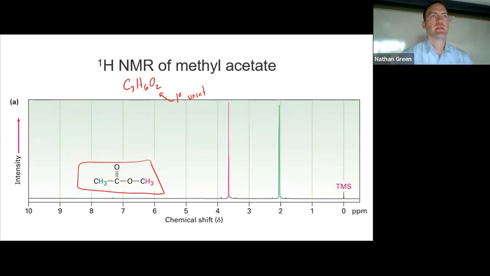Is it always going to be for hydrogen? It's always going to be for hydrogens. A proton NMR is always hydrogens. So I think that's what makes NMR more challenging. My instrument can see the 3 protons in red, and it can see the 3 protons in green.